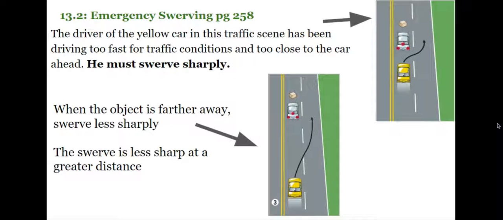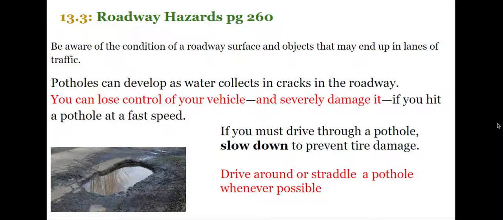So the yellow car sees that the car in front of them is stopped. They don't actually know why. He's got to make a sharp swerve. You don't have a lot of time to think about it. The swerve is less sharp at a greater distance. And again, stop, drop, and rolling is going to be a lot more difficult than just simply swerving out of the way.